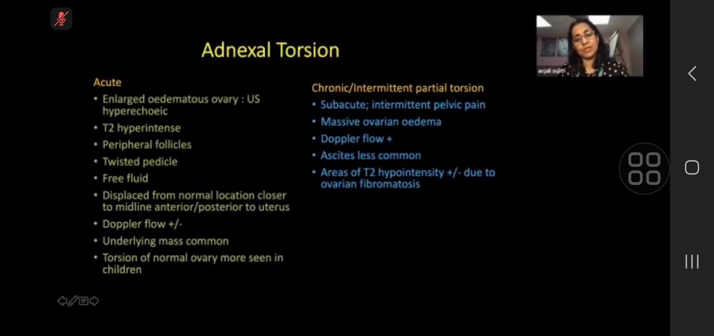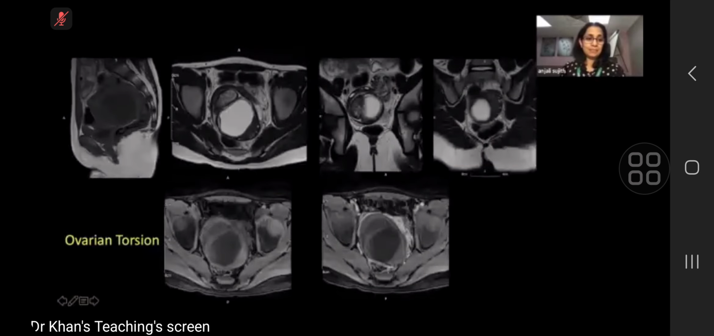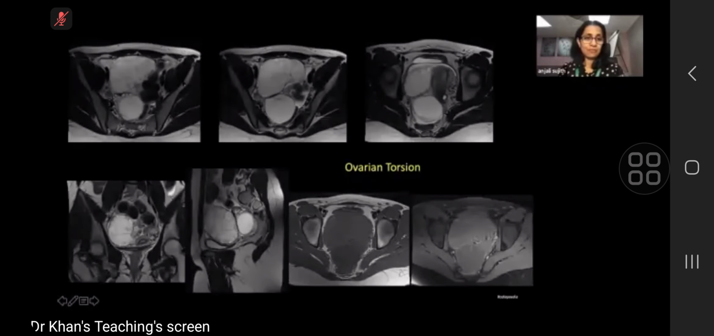Now, chronic or partial or intermittent torsion is another entity where the patient presents with acute pain and then they'll be all right. The same happens again, and as a result of this, the ovary again enlarges. There will be massive ovarian edema. Usually you will have Doppler flow. So this is an image of ovarian torsion.